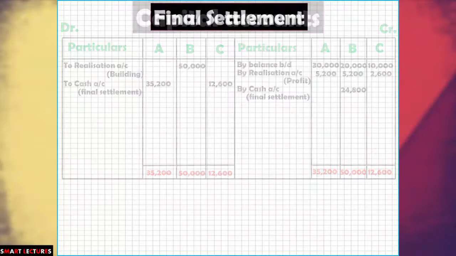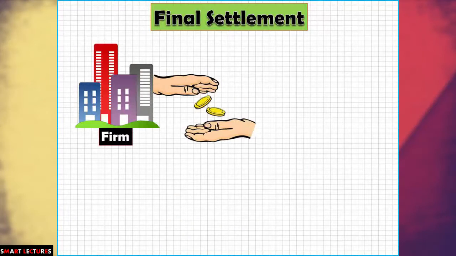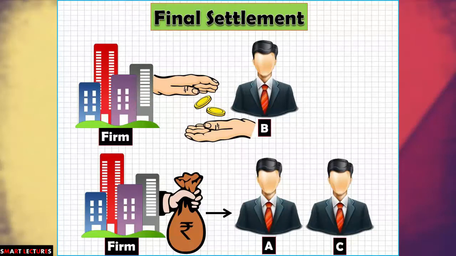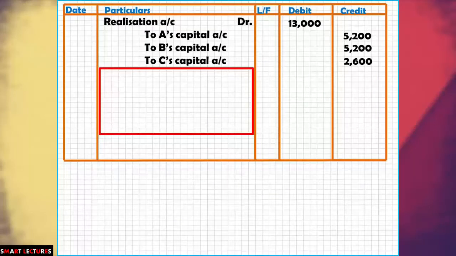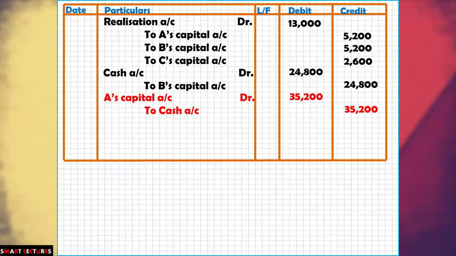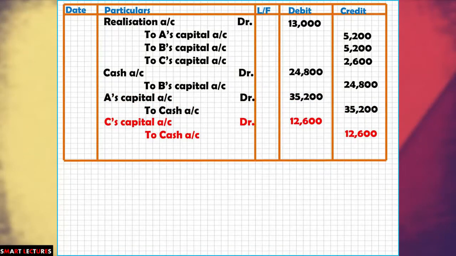Be careful. During the course of final settlement, the firm has received money from B, but the firm has paid money to A and C. So let's move to journal entries. We have already left the space for the journal entries of final settlement. So cash account debit to B's capital 24,800, A's capital account debit to cash 35,200, C's capital account debit to cash 12,600.